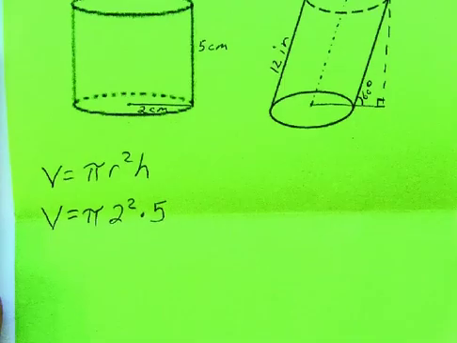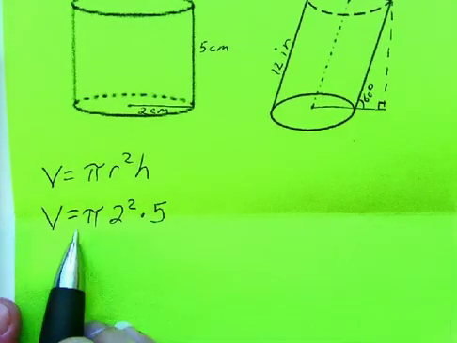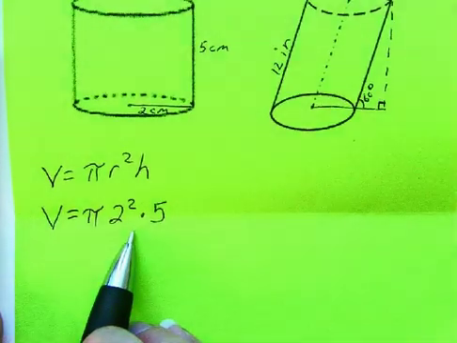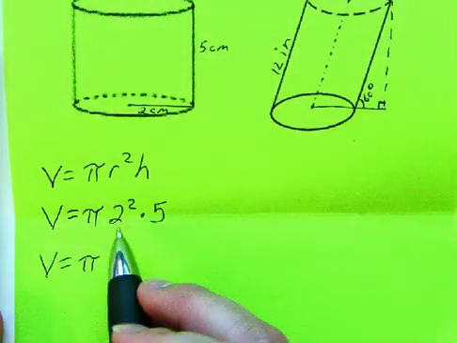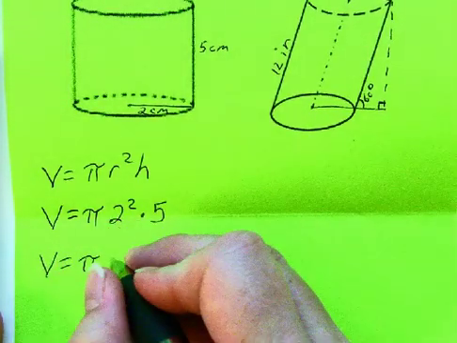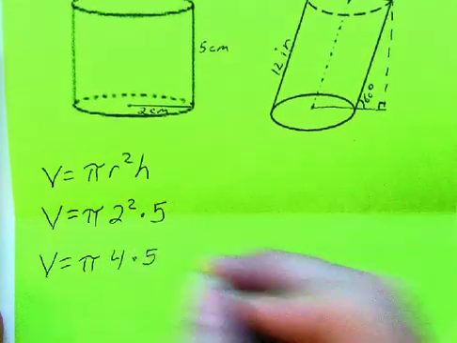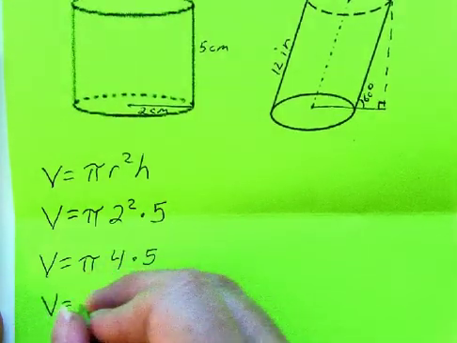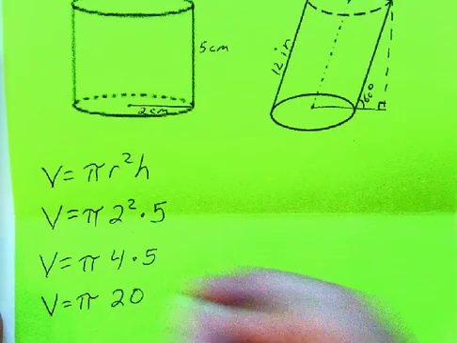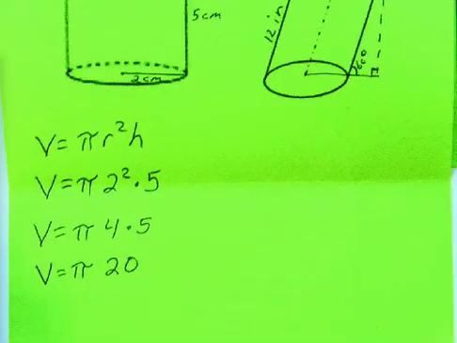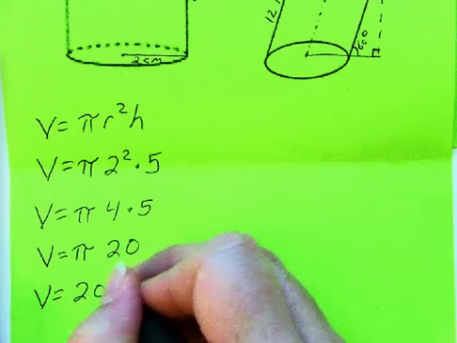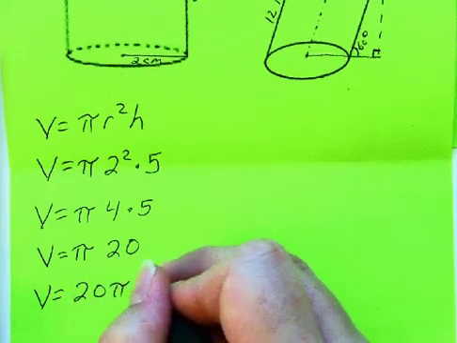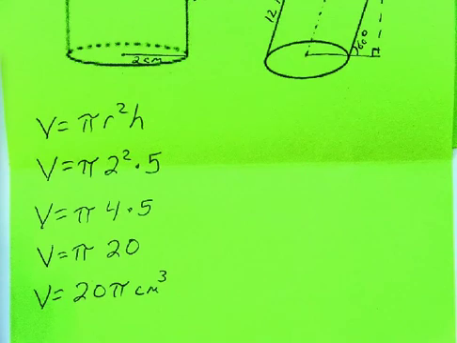Okay, so now I'm going to slide this up just a little bit. So we're going to be working on simplifying this equation here. So V equals pi, exponents first, so 2 squared is 4 times our 5. 4 times 5 is 20. So we can just write V equals 20 pi centimeters cubed. That would be an exact answer.